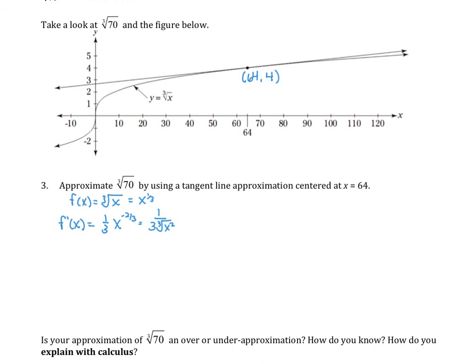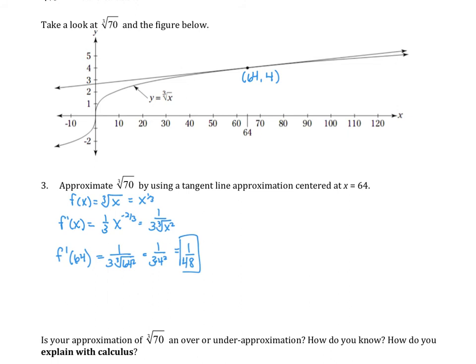Now I need to figure out the slope evaluated at that point. So the slope at that point is going to be f prime of 64. f prime of 64 is 1 over 3 times the cube root of 64 squared. I would probably take the cube root first. I happen to know the cube root of 64 is 4. So we get 1/3 times 4 squared, which means 1/3 times 16, or 48. So my slope at that point is 1/48.